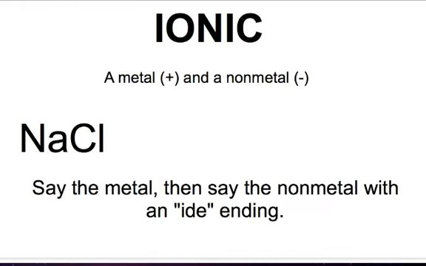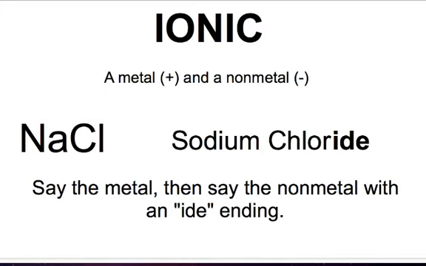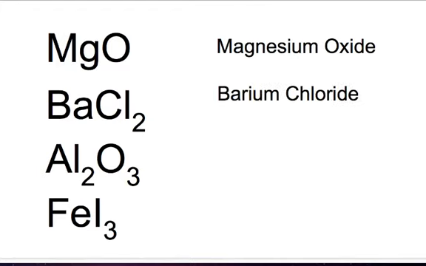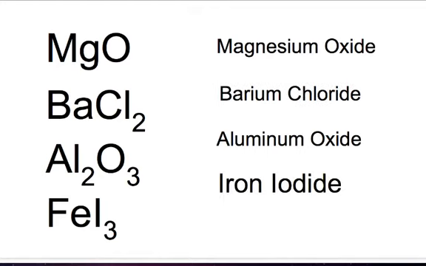Ionic compounds, once again, are a metal and a nonmetal, a positive and a negative. And to name them, you simply say the metal, sodium. You say the nonmetal with an IDE ending. So sodium chloride. So that would be magnesium oxide, barium chloride, aluminum oxide, iron 3 iodide or ferric iodide.